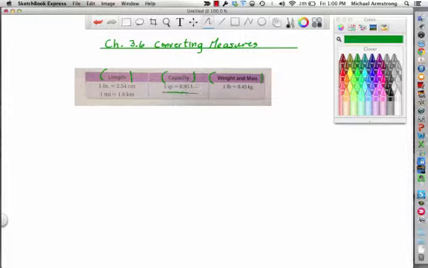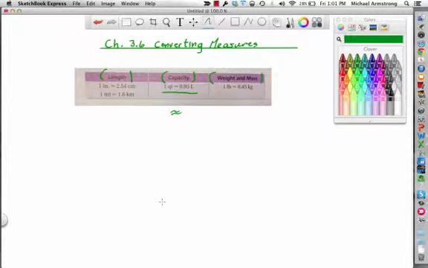Quarts: 1 quart equals 0.95 liters. Or, you see that little wiggly sign? It doesn't mean equals, it means approximately. So it's really 0.95 something, something, something, but they round it to 0.95. 1 quart is almost a liter.